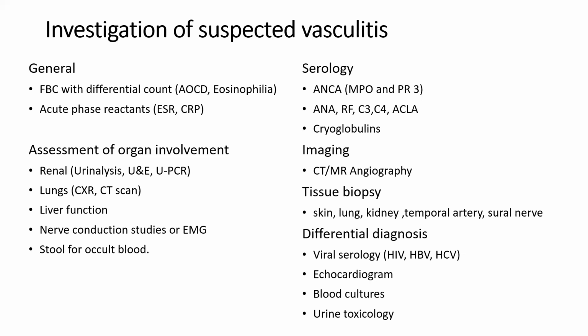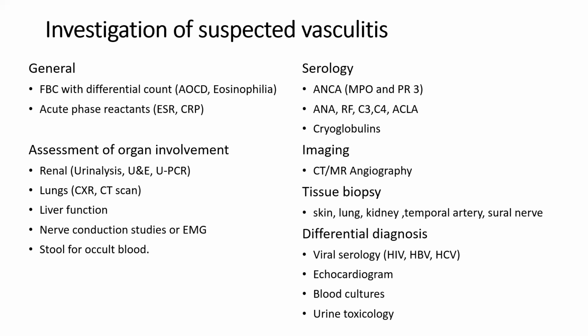Then your autoimmune workup to see if there's any associated autoimmune disease, and then cryoglobulins will help you to diagnose your cryoglobulinemic vasculitis. Imaging is important to pick up the blood vessel irregularity, your stenosis, and your aneurysmal formation. And then the organs that we can easily assess to biopsy to pick up the vasculitis will be your skin, if there's lung involvement, your kidneys, and then the temporal artery in the case of giant cell arteritis.